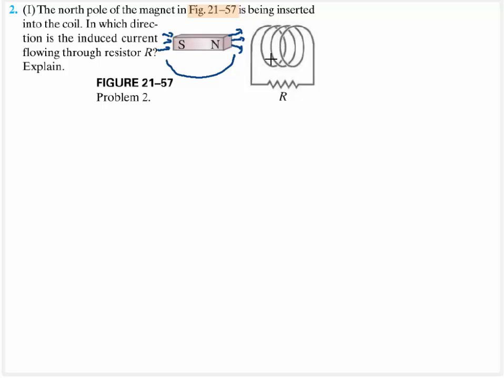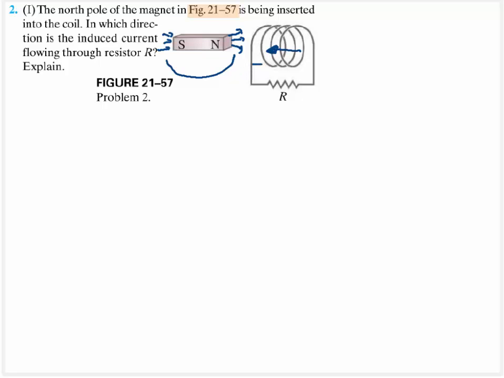Take a look at this loop right here. If we were to take this magnet and start putting it into this loop, then it's going to be increasing the flux. Nature doesn't like that. Nature says, I want to oppose this change, and so I'm going to essentially try to create a magnetic field that's in this direction right here.